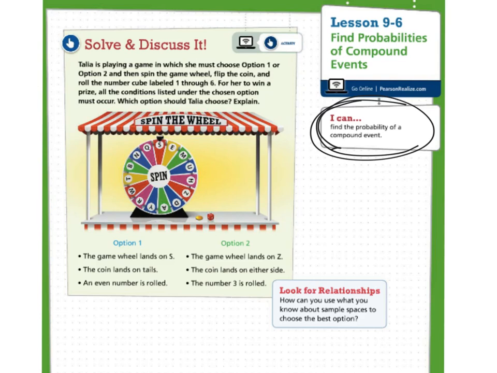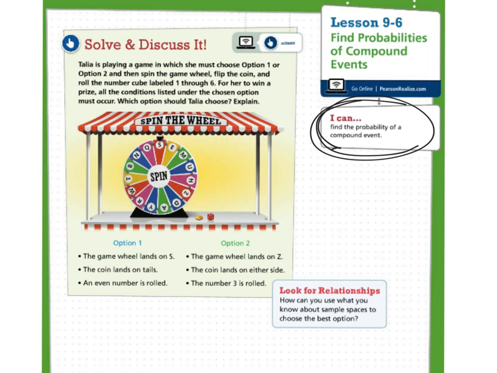Lesson 9-6, Find Probabilities of Compound Events. So in this lesson, the difference between this and lesson 9-5 is that instead of just finding the number of outcomes that are possible, we're actually going to look at the probability of those outcomes occurring. Again, we're going back to that theoretical probability that you learned about in an earlier lesson. So take a look at the solve and discuss it.